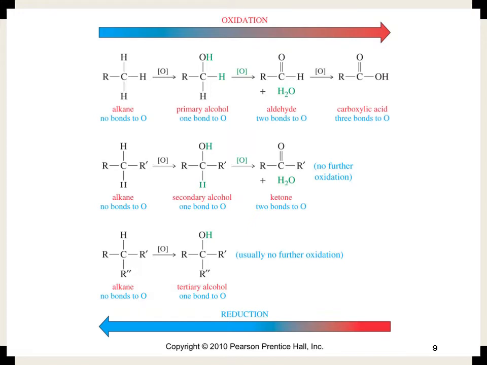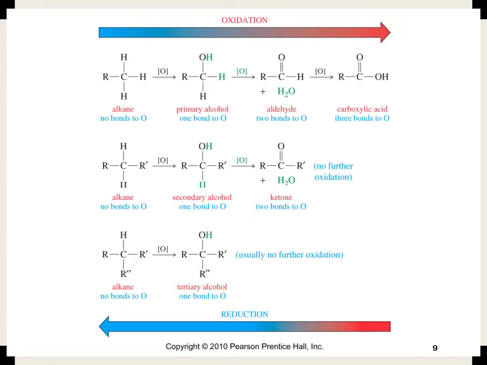Firstly, look at the alkane. It has no bonds to oxygen atoms. I mean, the carbon atom which we are considering has no bonds to the oxygen atom. And if we look at the primary alcohol it produces after getting oxidized, it has one bond to an oxygen atom. So it is more oxidized than the alkane.